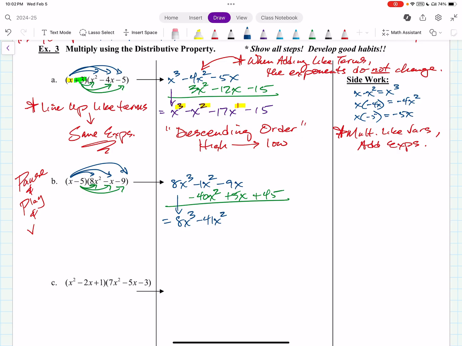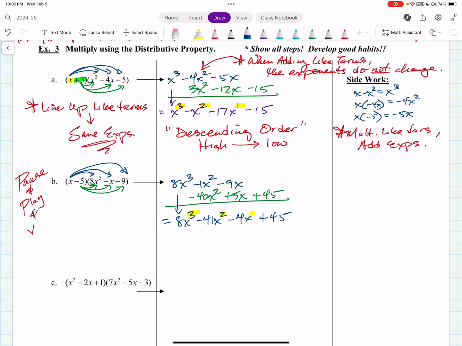Okay, that's a no-no. All right, and then here on the third term, a minus 9x plus 5x. Well, reverse it, 5x minus 9x. Well, that means you're negative, right? 5 minus 9 is a negative number, so you get negative 4x, and then plus the constant 45. And again, descending order: third degree, second degree, first degree, and then a constant. It's called descending order. And that's all there is to it.